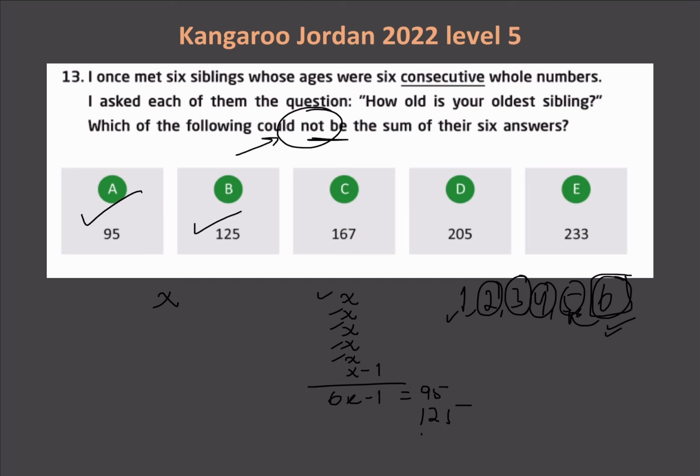Now, if the answer is 167, then 167 plus 1 is 168, and this number is for sure divisible by 2 and by 3, and therefore it's divisible by 6, which means this could be a true answer. Remember, we need an answer that is not true. So if you check 205, then 205 plus 1 is 206, and 206 is not divisible by 6, because this number is not divisible by 3. Therefore, answer choice D matches our situation.